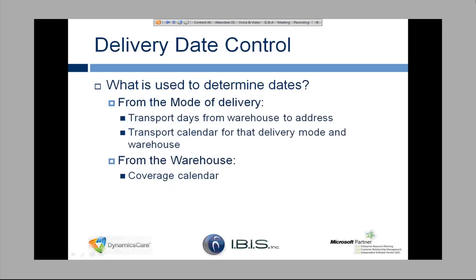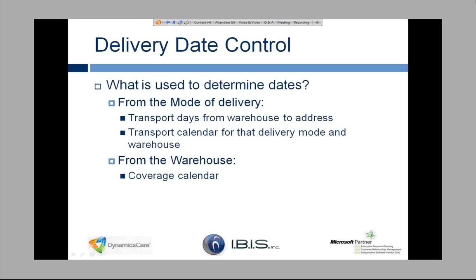From the mode of delivery, you can attach transport days from the warehouse to the address. Now, this is something that we'll see a little bit in just a few minutes, where for each mode of delivery, you can set up a number of days that it takes to get from a given warehouse to a given address. You can narrow that address down to the state, or you can go all the way down to the very address, or you can just use zip code, whatever the case may be. And we'll see that in a few minutes as well.